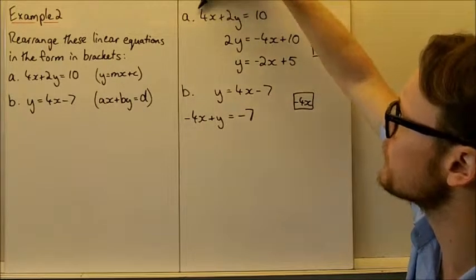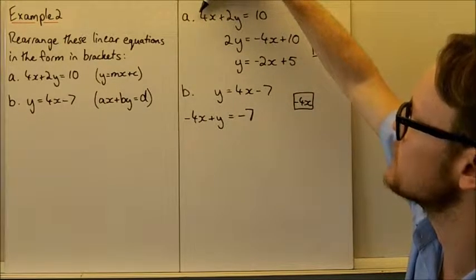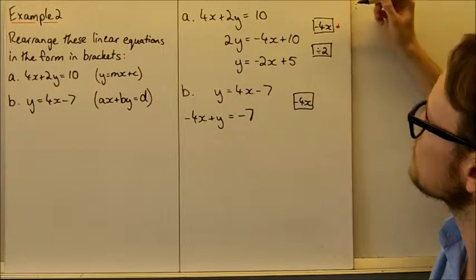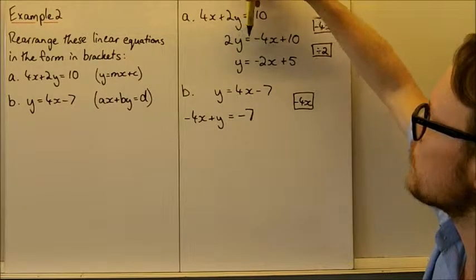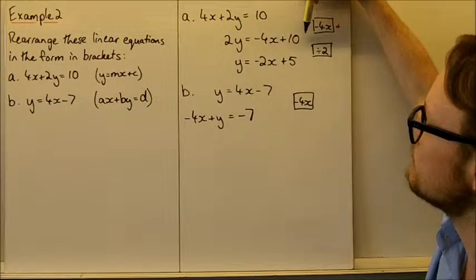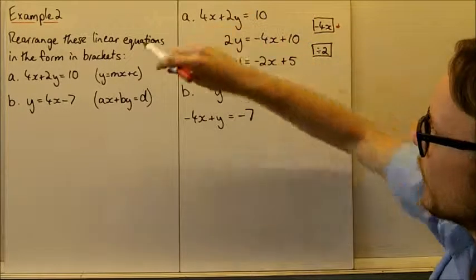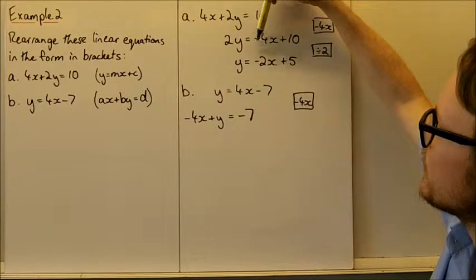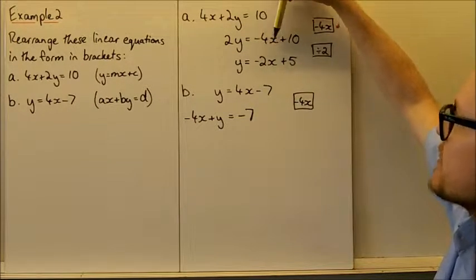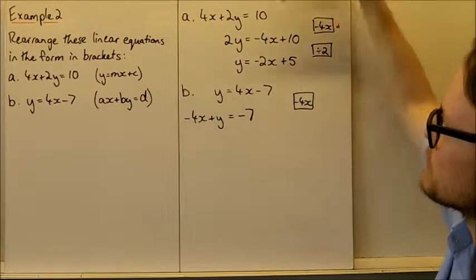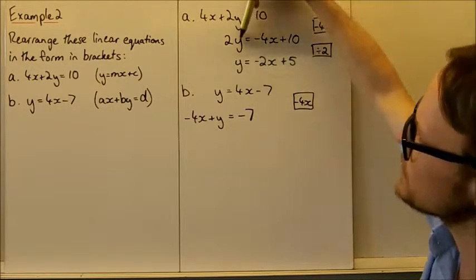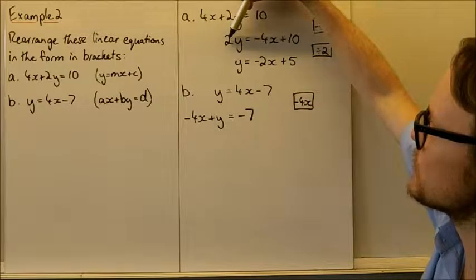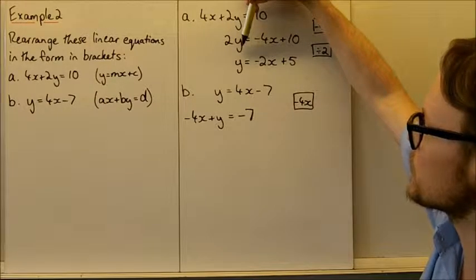So I can first remove the 4x from this side, so I can take 4x from both sides, and I get 2y equals negative 4x plus 10. So this is looking more like our form y equals mx plus c, because I've got some y stuff, some mx stuff, and some c stuff there. It's in that sort of form already, but y isn't by itself, so I need to divide both sides by 2, because if I divide 2y by 2, I will get just y.